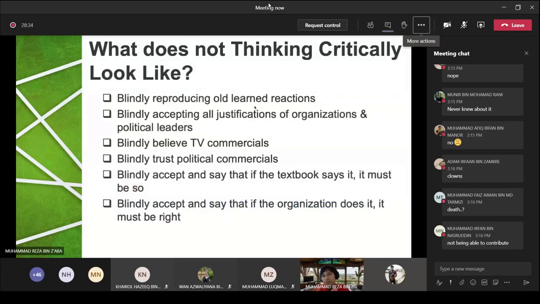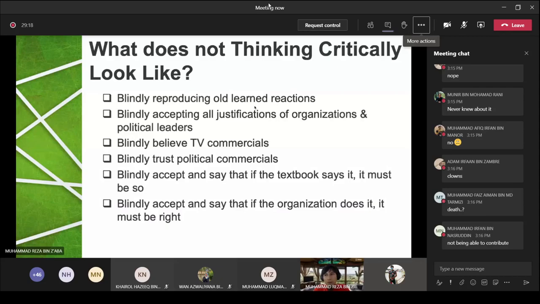So if we don't think critically, the key here is blindly. We just blindly believe whatever we are told, whatever we are shown. If that person uses persuasive language, we have looked at this in the last 2 weeks, using persuasive language, and we believe in that because that person is very persuasive, not because of the facts that have been presented, then we are not thinking critically.